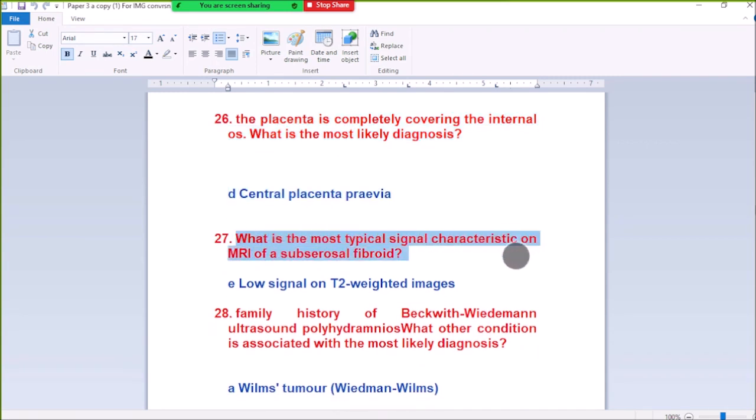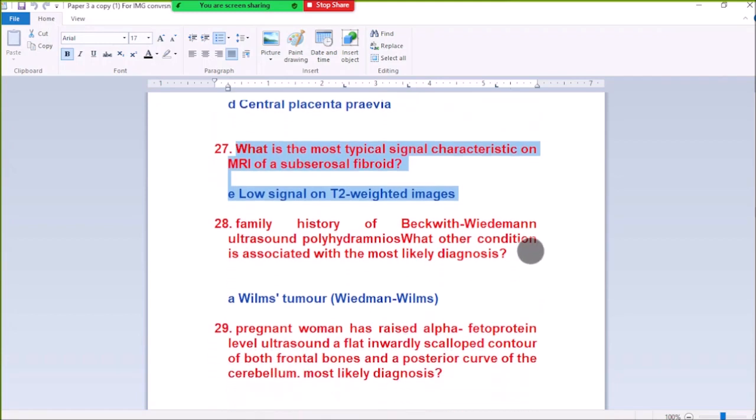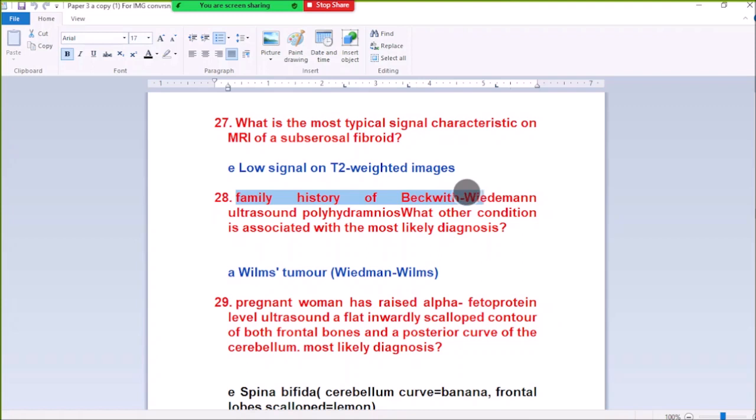27. What is the most typical signal characteristic on MRI of a subserosal fibroid? Low signal on T2 weighted images. Subserosal fibroid shows low signal on T2. 28. Family history of Beckwith-Wiedemann or hemihypertrophy is associated with the most likely diagnosis: Beckwith-Wiedemann syndrome associated with Wilms tumor.